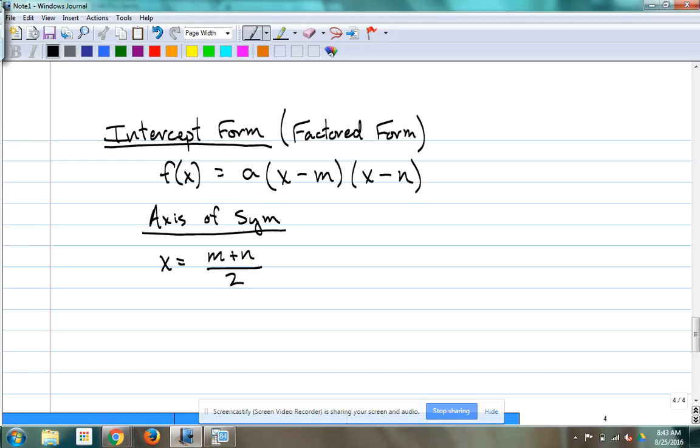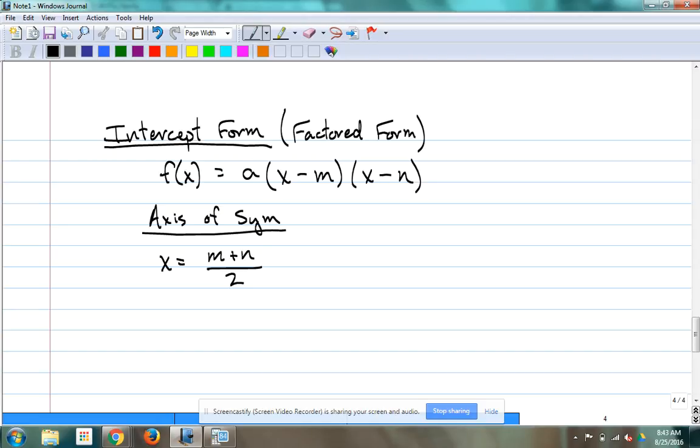M plus N divided by 2. If you can get those two x-intercepts and then divide the sum by 2, it's the axis of symmetry. The reason is, let's pretend this pencil is the x-axis. No matter where I shift that on the x-axis, the vertex is always halfway between my two x-intercepts.